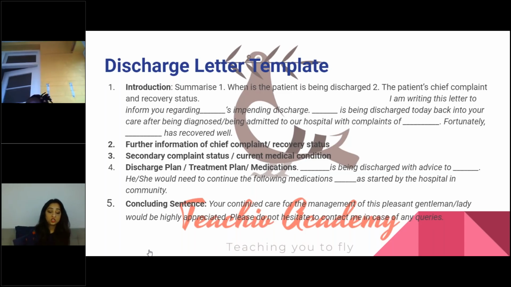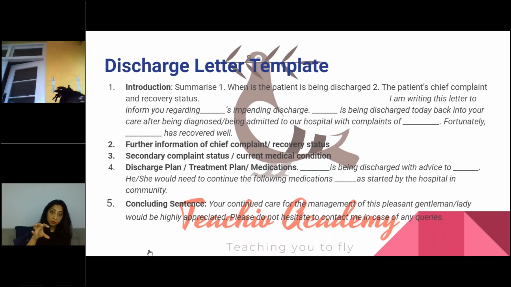Then on your discharge plan, on your fourth paragraph, you're going to be writing about the discharge plan. This is very, very important, guys, because when you admit a patient and you treat them, that's done. But this patient does need to get followed up. They do need to continue certain things to remain healthy.